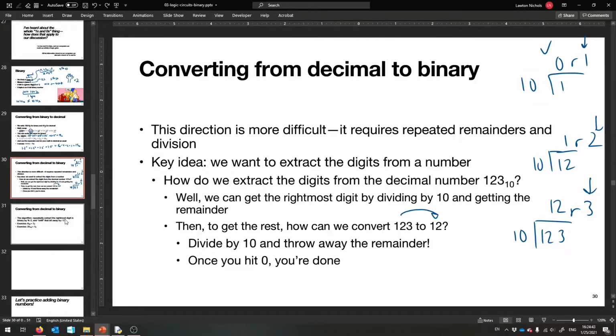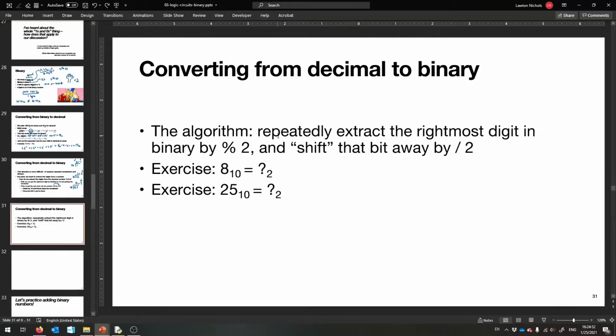This works regardless of the base. Just like we took 123 and shifted away the 3, we can take a decimal number and shift away the binary rightmost digit. I know that's a bit weird to think about, but that's why I'm teaching it to you.